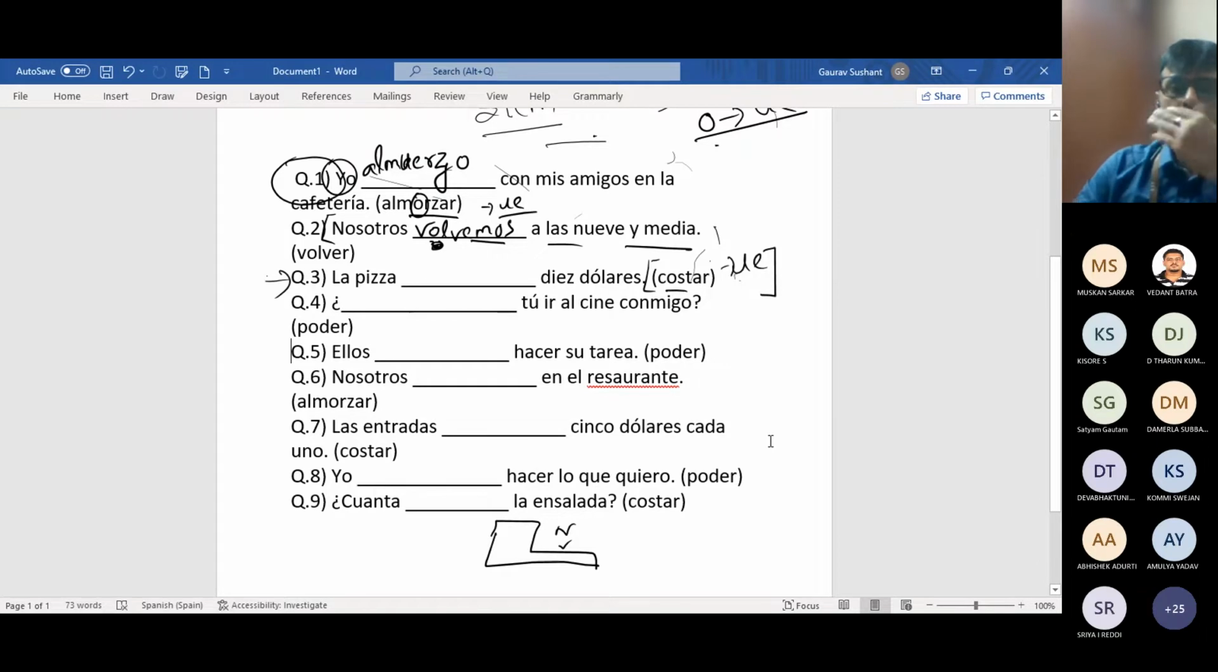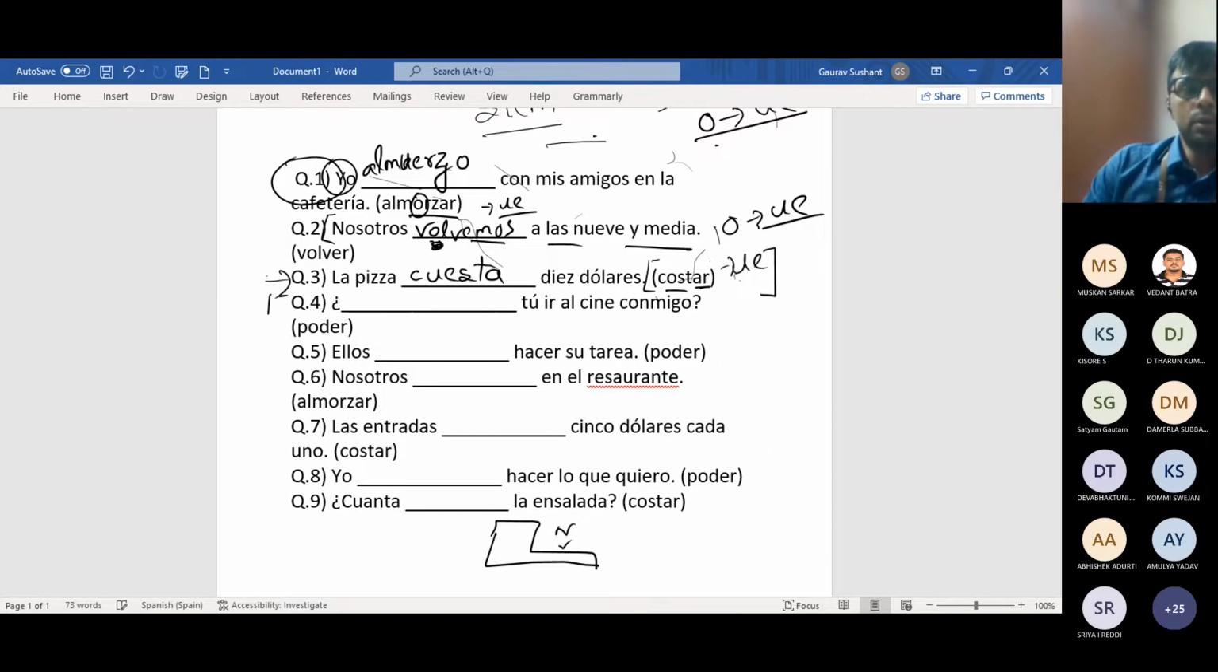So tell me, costar is the verb. It's a stem changing verb where O will change to UE. Sir, and AR ending, so it'll be cuesta. Yeah. So what was the problem? Why are we not trying at least? I was just not sure. It's a class to learn. You can tell me wrong also, I will correct it. But anyway, you have told me correctly. So la pizza cuesta $10. The pizza costs $10.